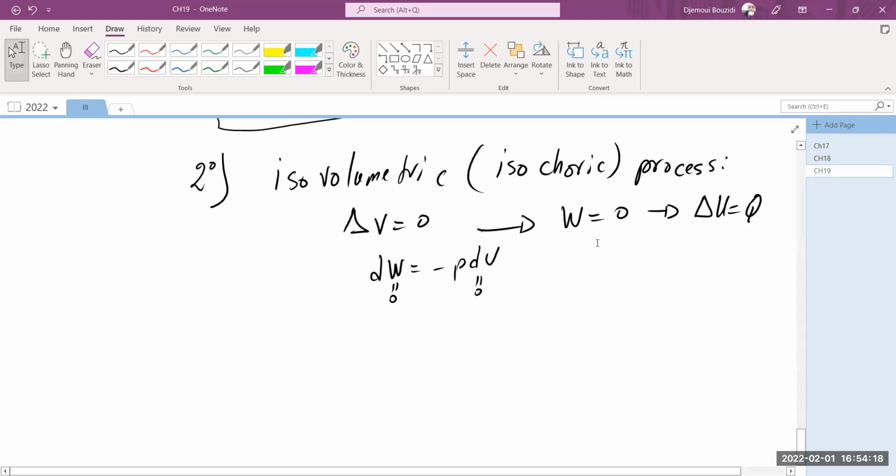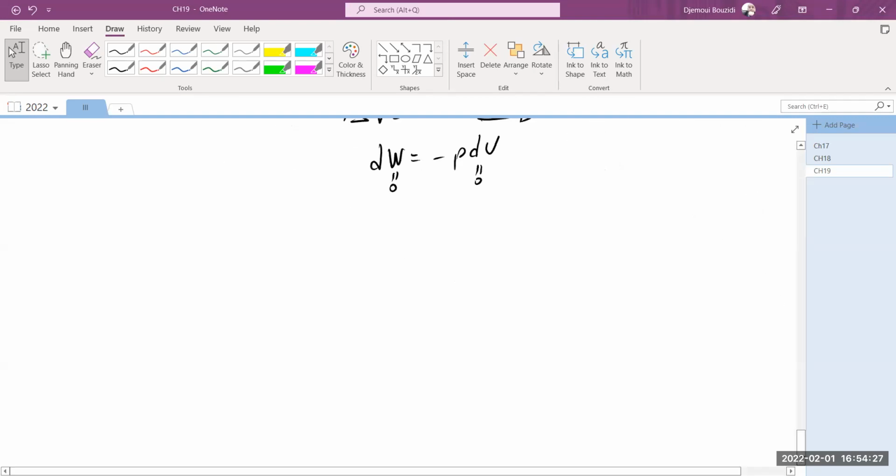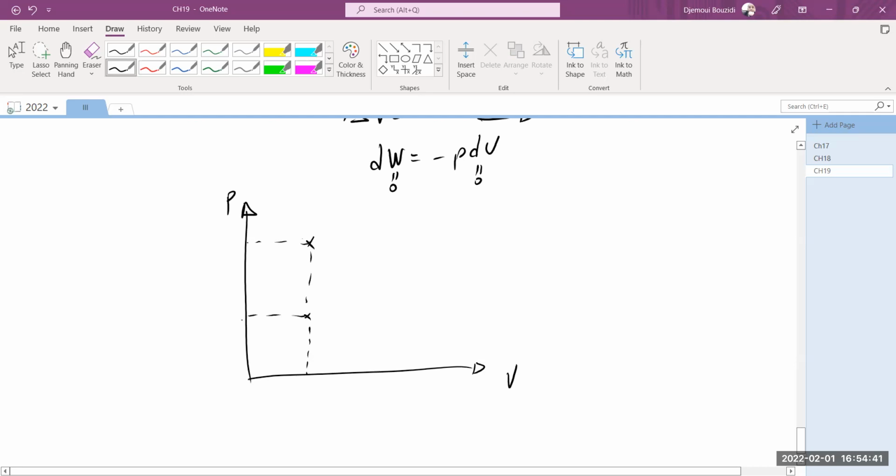You don't have to work for W. You already know what W is. It's 0. So the only thing that worries you is finding the change in the energy, which is going to be Q. Now, let me draw this thing so that you can see what I'm talking about in here. So you have the V, you have the P, you have this volume, which is the same final volume. So this is the initial pressure, this is the final pressure, and the volume is the same because delta V is equal to 0, or dV is equal to 0. There is no change in volume. So this is an isochoric process. This is where W is equal to 0, and this is where delta U is equal to Q.